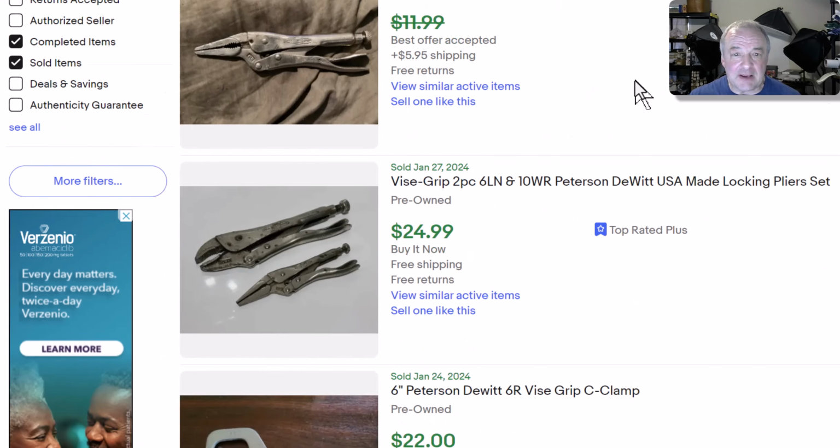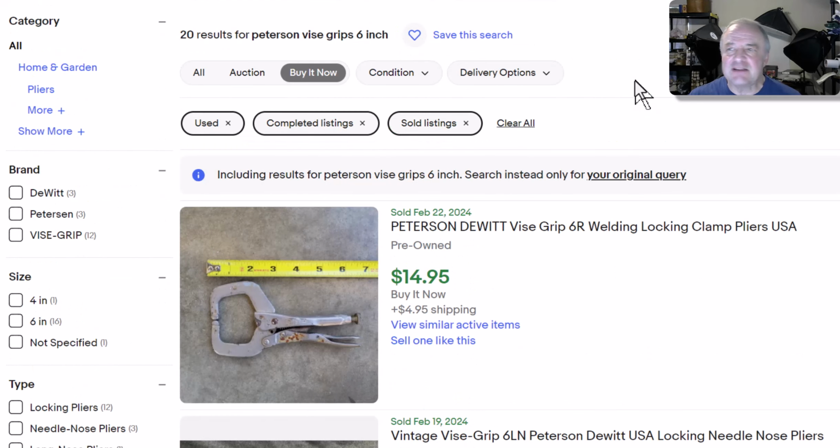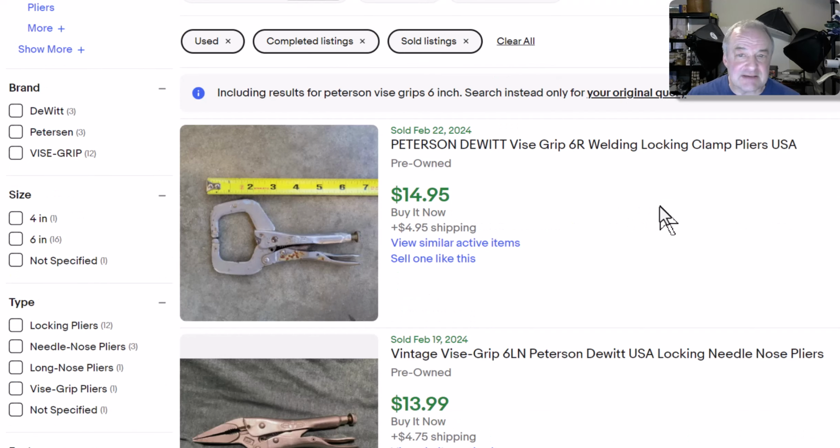But okay, so what you're going to do, let's just say that they are the C-clamp vice grips. Now, all of Peterson vice grips come with a model number embossed onto the clamp. So you would type in 6R or 6LN, and that's really what I should have done. I'm not going to do that. So let's say that ours are 6R. Well, I am going to do that.